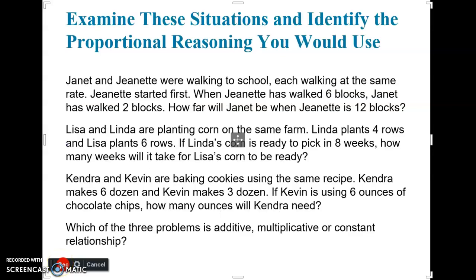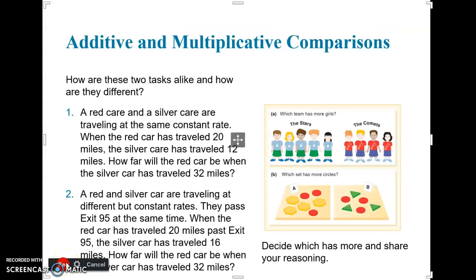The first situation is additive. Janet is still 4 blocks behind because they are walking at the same rate. The second situation is constant. It will take 8 weeks for the corn to grow. And the third situation is multiplicative, and the answer is 12 ounces. The way to get students to distinguish between these types of reasoning is to provide opportunities for them to make both additive and multiplicative observations of situations and compare their responses.